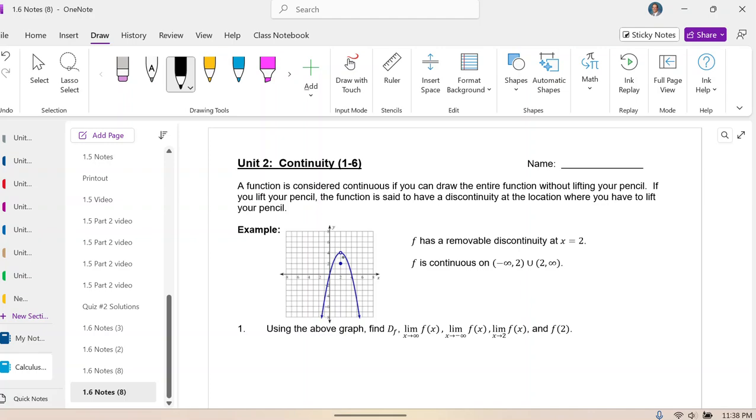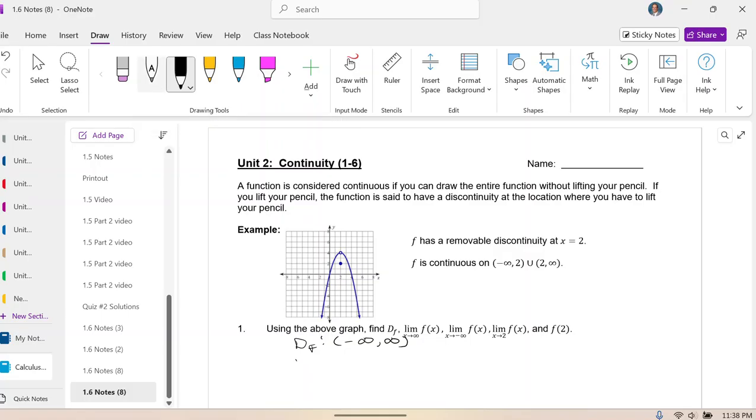Now, this is considered a removable discontinuity because there is a hole there with a dot somewhere else. If you look at this graph, the domain of this function is all real numbers, because notice the dot means that 2 is part of the domain. It's just not part of the parabola.